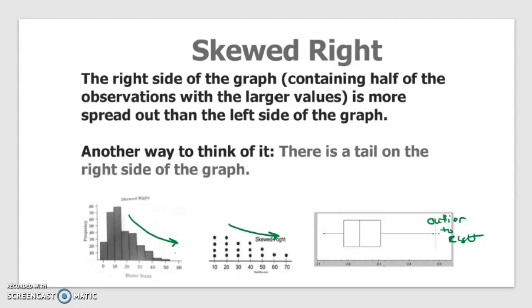Some people will get this mixed up because they'll see the larger values, of course, to the left, and they'll say, hey, that's skewed left, but this is not correct. You always want to follow the tail. So if it has a tail to the right, you are skewed to the right, and that is, again, because you probably have an outlier to the right.